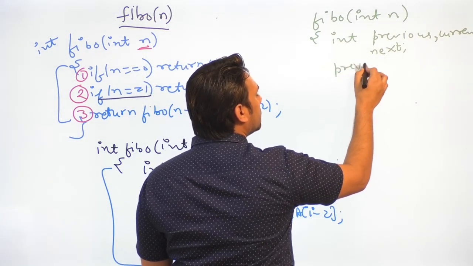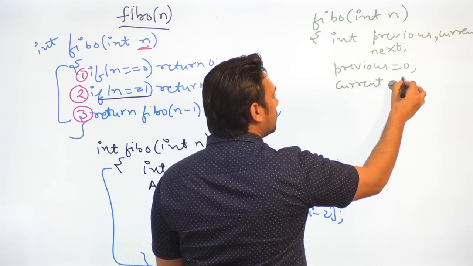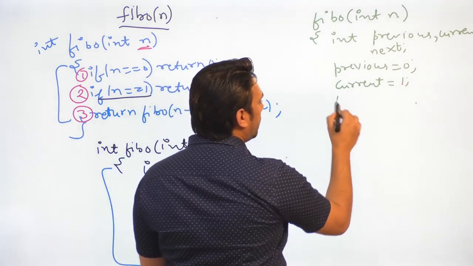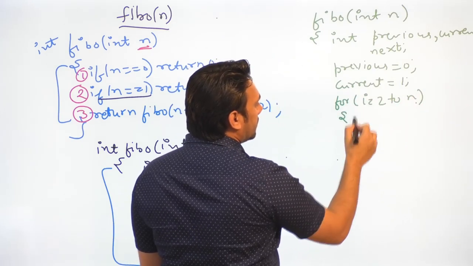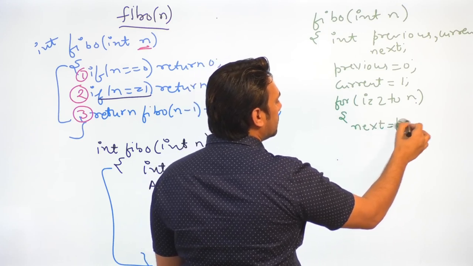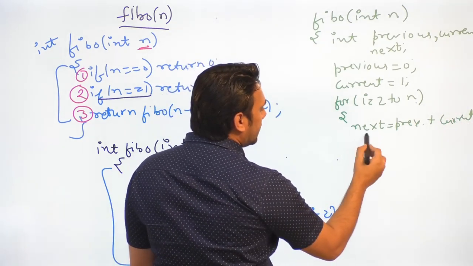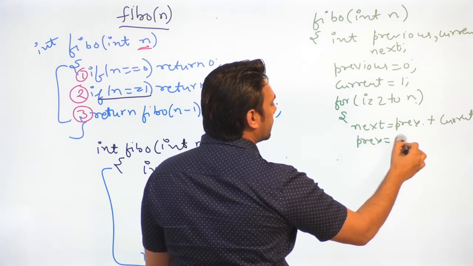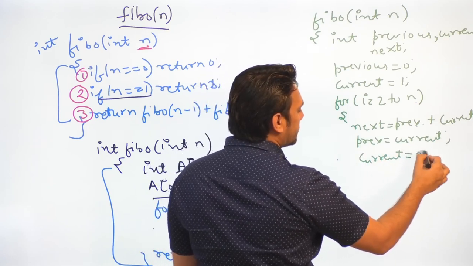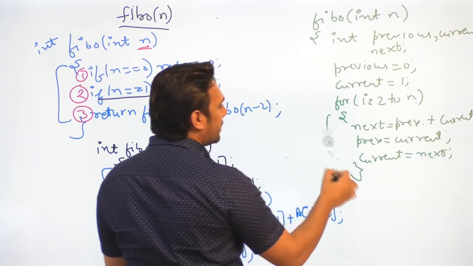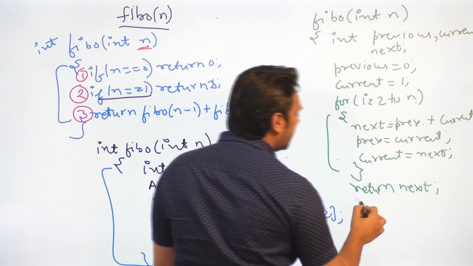Then I can say previous is equal to 0, current is equal to 1, correct? And then I can simply write for i is equal to 2 to n, next is equal to previous plus current. And then previous is equal to current, and current is equal to next. And whenever this loop finishes, I can simply return the value of next.